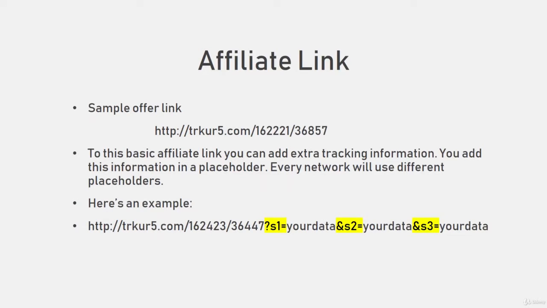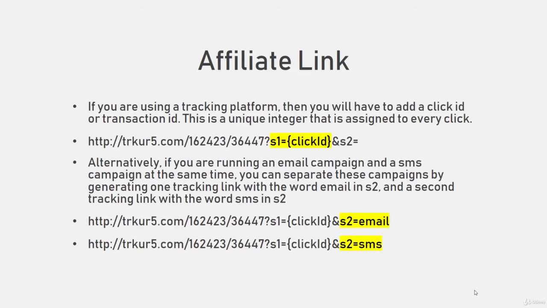To this basic affiliate link, you can add extra tracking information. You add this information in a placeholder, and every network will use different placeholders. Here's an example. And in this example, S1, S2, and S3 are the placeholders. They will store your data. So what type of information would you store in a placeholder?